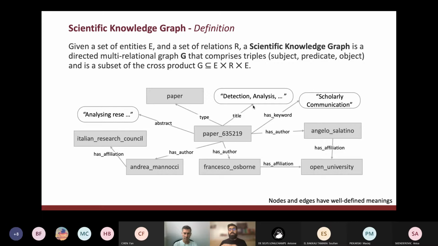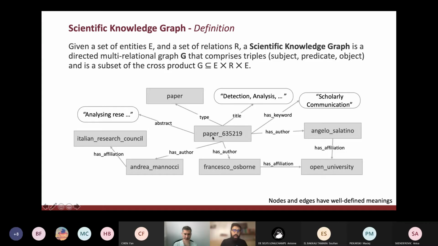G that comprises triples: subject, predicate, and object, and it is a subset of a cross product between all possible edges, relations, and edges. So given all possible combinations of subject, predicate, and object, the scientific knowledge graph is going to be a subset of that cross product between all these things. And here, another thing that I want to mention is that nodes, which are entities, and relationships, which are edges, have got a well-defined meaning.